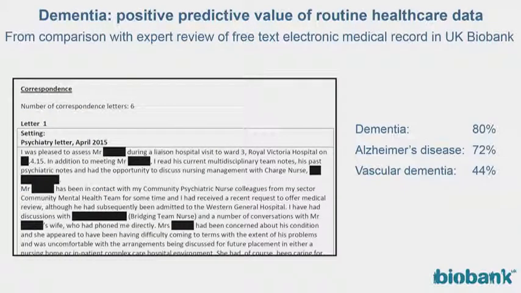And interestingly, when we conducted a sub-study within Biobank to look at this, we found very similar results. So returning positive predictive values of around 80% for dementia overall, reasonably high for Alzheimer's disease, but much lower for vascular dementia.